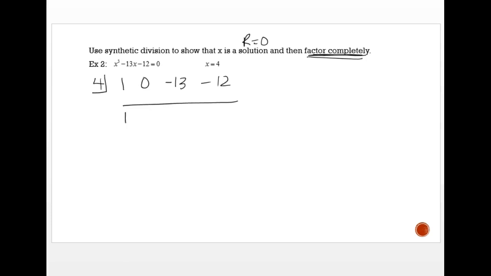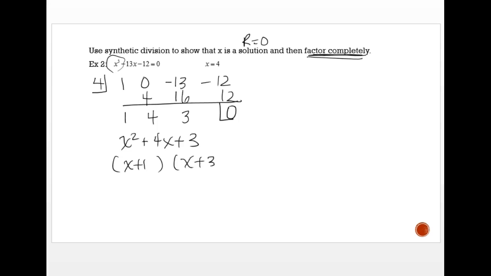All right, so bring the 1 down. 1 times 4 is 4. 4 times 4 is 16. Negative 13 plus 16 is 3. 3 times 4 is 12. So I get 0. All right, so this was an x cubed term, so this is now x squared plus 4x plus 3. And I can factor that. It's just going to be x plus 1 and x plus 3. So if I solve that, I get x is negative 1, x is negative 3. So then all my solutions are x is 4, negative 1, and negative 3.